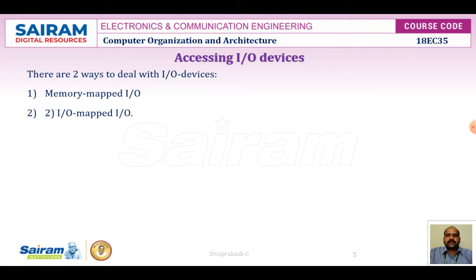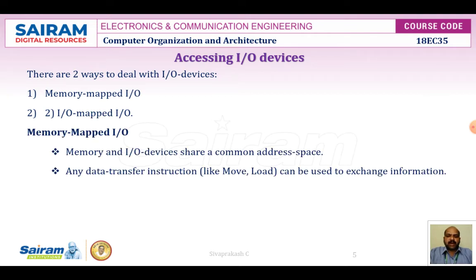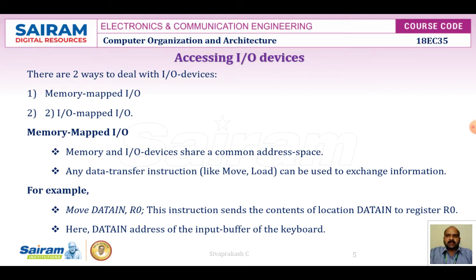To deal with these instructions, there are two approaches. One is called memory mapped IO and the second is IO mapped IO. What actually is memory mapped IO? The memory and the IO devices share a common address space. Any data transfer instructions like move or load can be used to exchange this information. For example, Move DATAIN, R0. This instruction sends the content of location DATAIN to register R0. Here, DATAIN is the address of the input buffer of the keyboard. In such a way it does memory mapped IO.